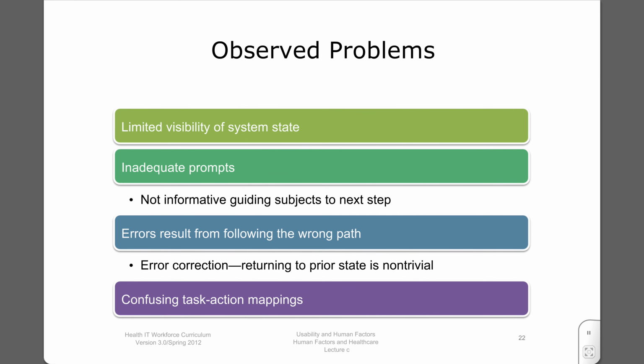The study reported a range of problems with the device that reflected violation of sound usability or human factors principles. This included limited visibility of the system state, which made it difficult for users to know where they were in the process of completing a task, and inadequate prompts guiding the user to possible next steps, or offering them the possibility to correct their errors. For example, if somebody erred by going down a wrong path, it wasn't easy to reverse one's steps and return to the earlier state.